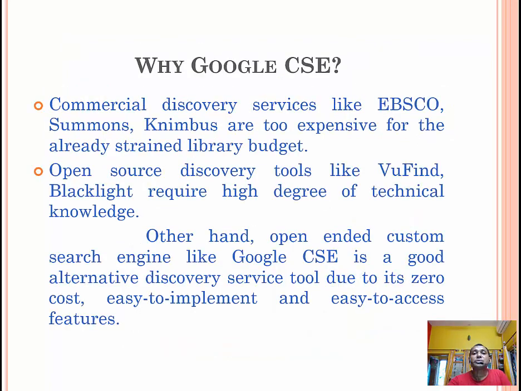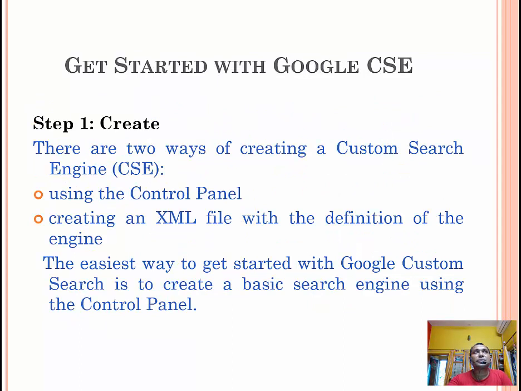Now, why do we use Google CSE? There are so many commercial discovery services like EBSCO, Summon, Nimbus, but they are too expensive for an already strained library budget. On the other hand, open source discovery tools like VuFind and Blacklight are also there, but they require a high degree of technical knowledge. So we choose an open-ended custom search engine like Google CSE. It is a good alternative discovery service tool due to its zero cost, easy to implement and easy to access features.